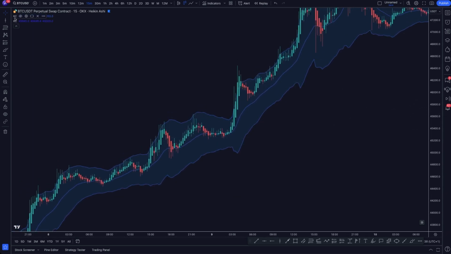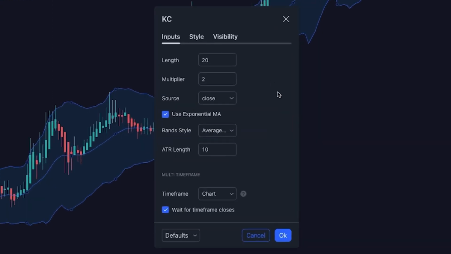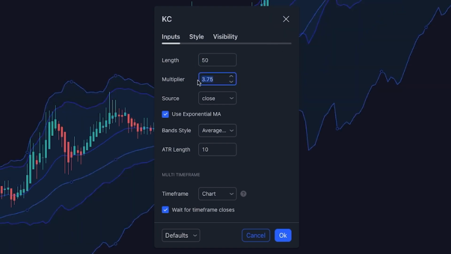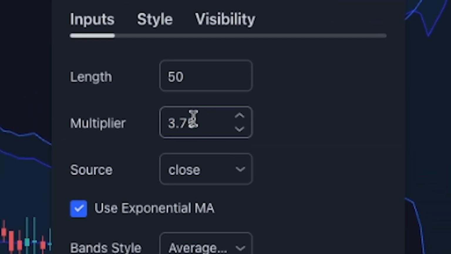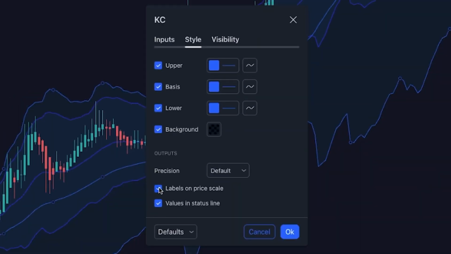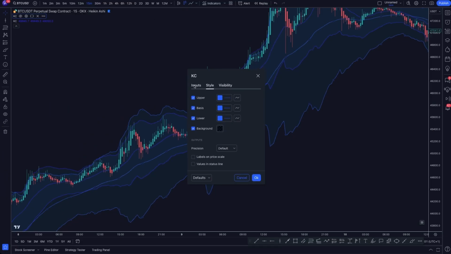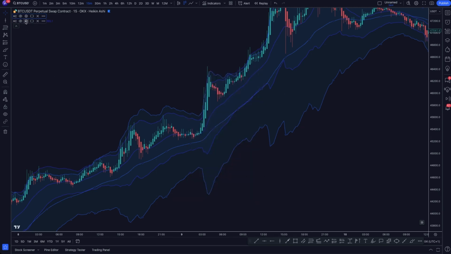In the first one, we'll change the length from 20 to 50 and adjust the multiplier from 2 to 3.75. Pay close attention to this. Not 3 or 4, but 3.75. In the style section, we leave everything as it is, though we can remove some options to clean up the chart. Click OK and let's configure the second one.